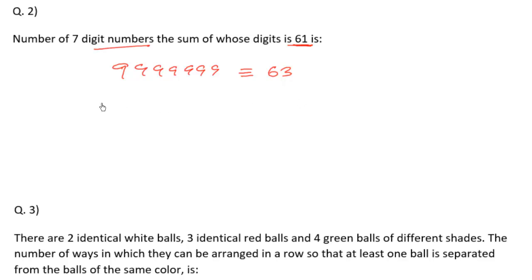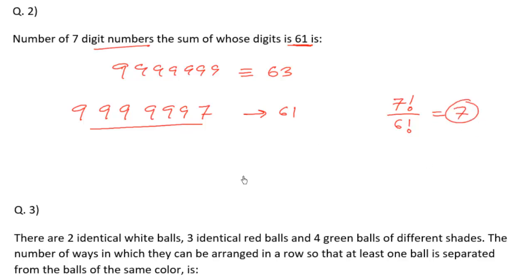It's very close. So if I want to make it 61, then definitely I have to reduce the digit sum by 2. So what I can take is the digit 9 six times and a 7. In this case the sum would be 61, right? And these numbers can be arranged in 7 factorial divided by 6 factorial, because there are 6 same digits, that is 9, and the total number of digits is 7. So overall the number of such numbers is 7.